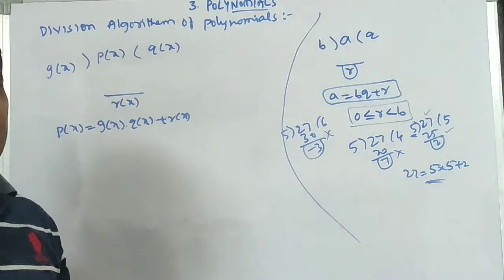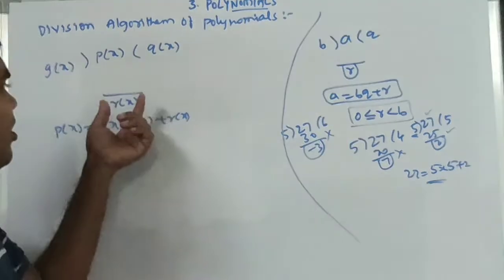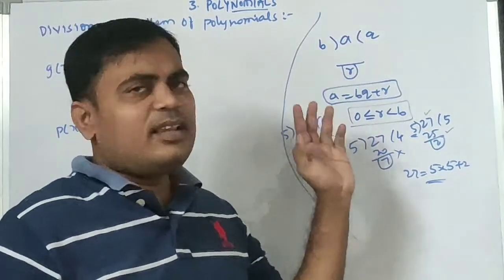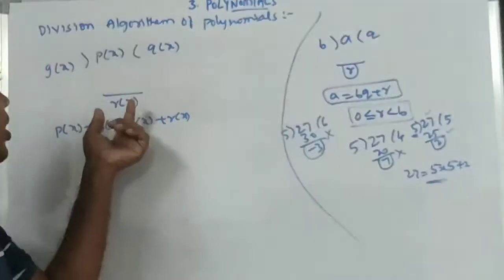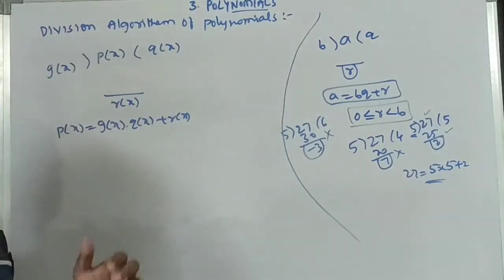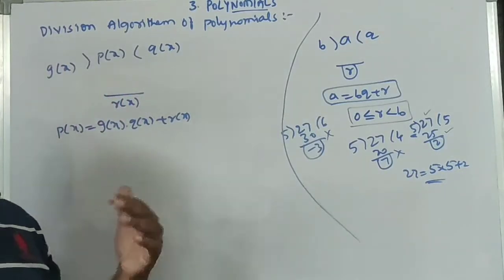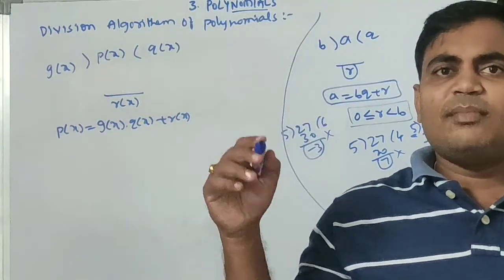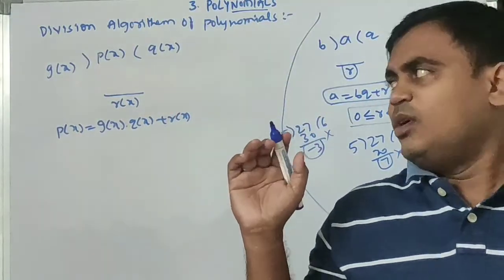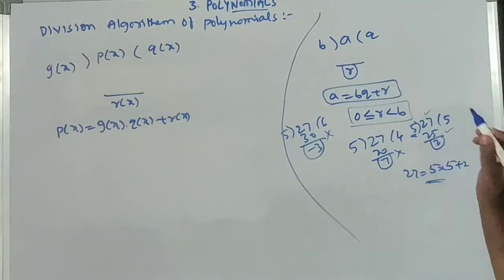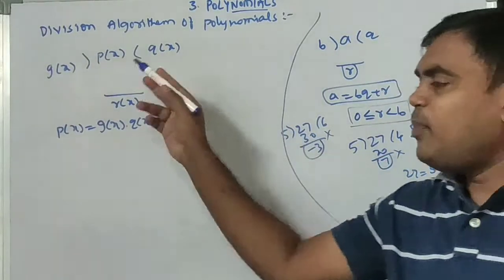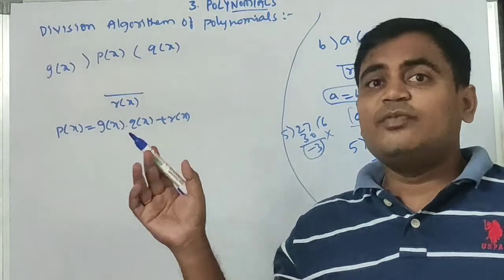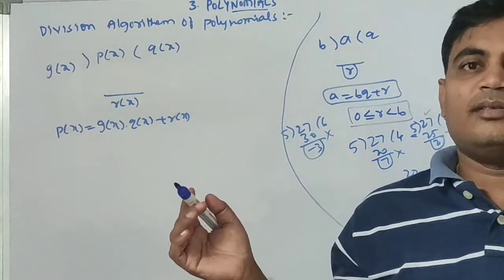So here what is the condition? The remainder should be less than the divisor. But how do we judge which polynomial is bigger and which is smaller? In numbers, we know which number is bigger and which is smaller. For example, 2 is smaller than 5. In polynomials, we can't judge which one is bigger.